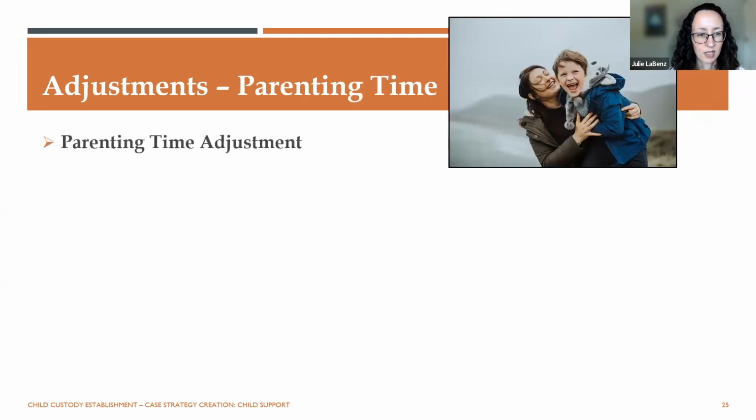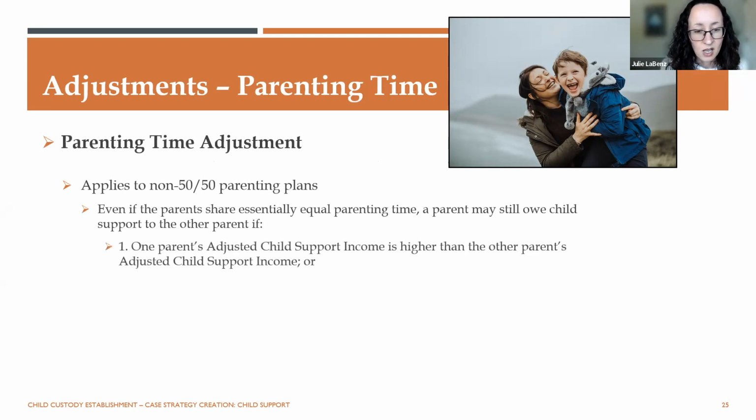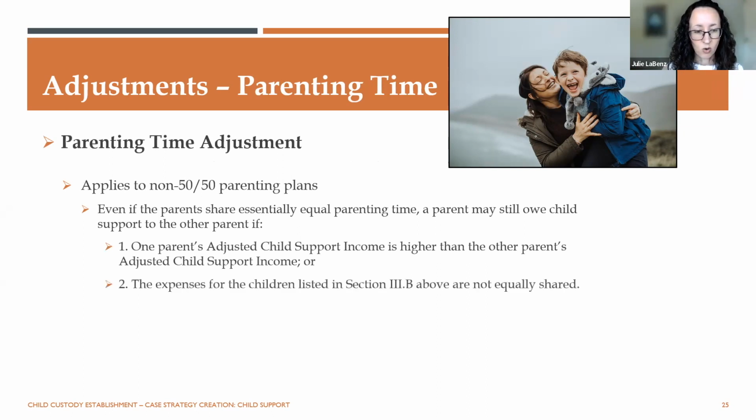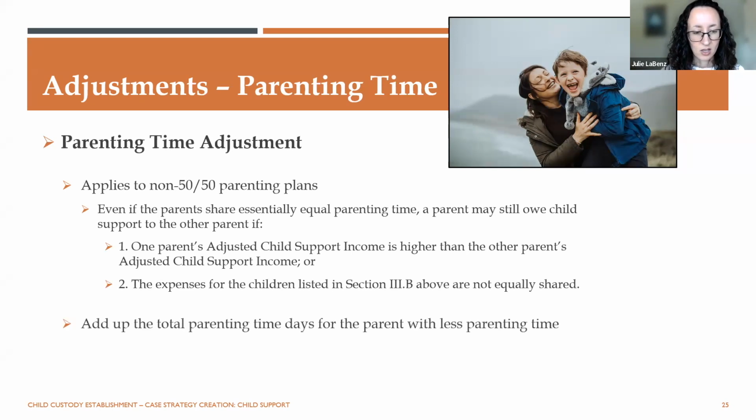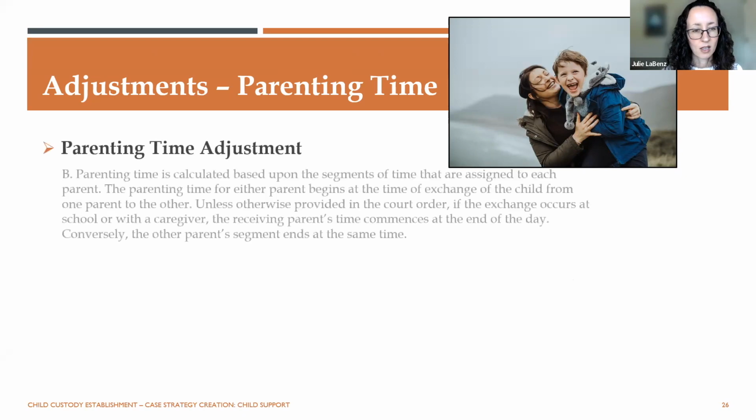Parenting time. So if you have a non-50-50 parenting plan, then the parent with less parenting time can get a parenting time adjustment credit. Even if the parents share essentially equal parenting time, a parent may still owe child support to the other parent if one parent's adjusted child support income is higher than the other's, or the expenses for the children are not equally shared. So add up the total parenting time days for the parent with less parenting time to determine the credit.